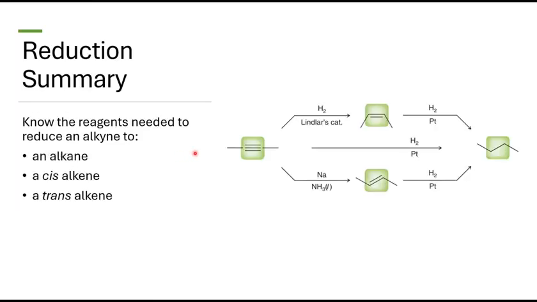Reduction summary. Know the reagents needed to reduce an alkyne to an alkane, a cis-alkene, and a trans-alkene. To obtain a cis-alkene, one will use Lindlar's catalyst and hydrogen gas. To obtain a trans-alkene, one would use sodium metal and ammonia. And to obtain the alkane, we can use hydrogen gas over platinum in any of these scenarios.